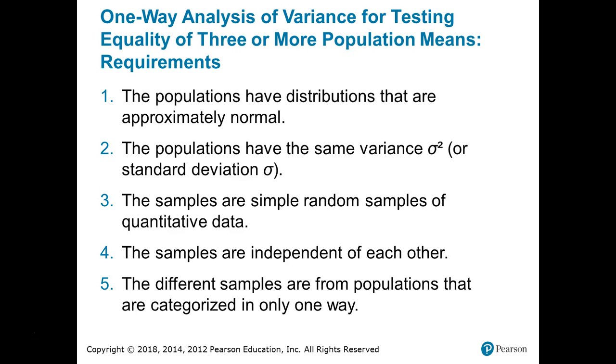So here are the requirements, nothing much more crazy or out of the ordinary. The populations have distributions that are approximately normal. The populations have the same variance or standard deviation. The samples are simple random samples, so it's good data. They are independent of one another, that one's important. And the different samples are from populations that are all categorized in only one way. So the data is related to some extent.